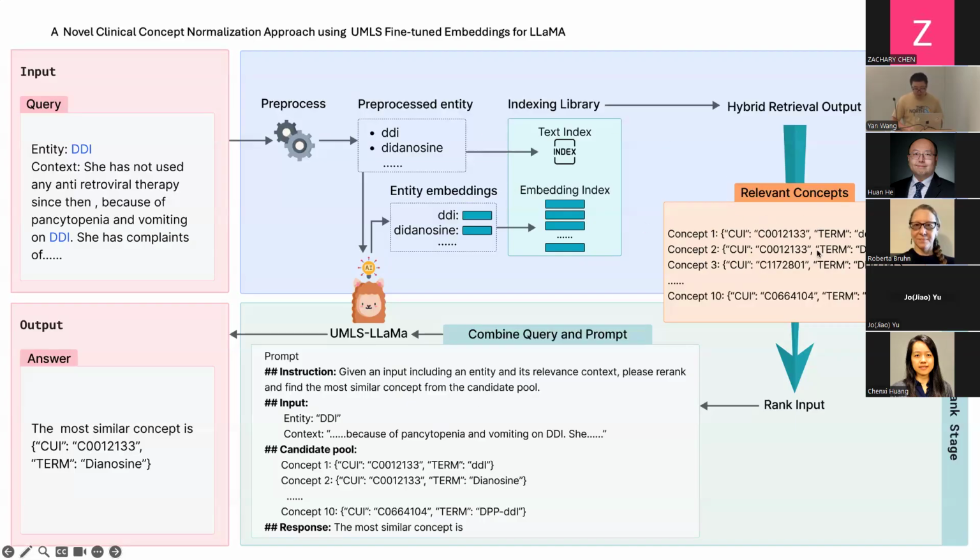After obtaining several relevant candidates, we combine the query with these candidate concepts to create a prompt, and we input this prompt into our UMLS-LLaMA again to generate a new ranking for the candidates and identify the most relevant concept for the query entity. So next, I will introduce how to train our UMLS-LLaMA for both the retrieval and RAG stage, and how to build the indexing library at the retrieval stage.